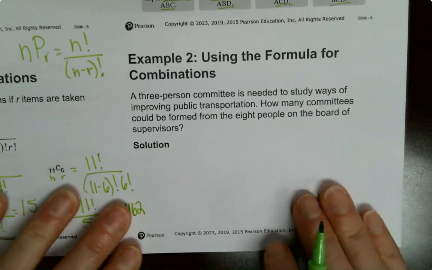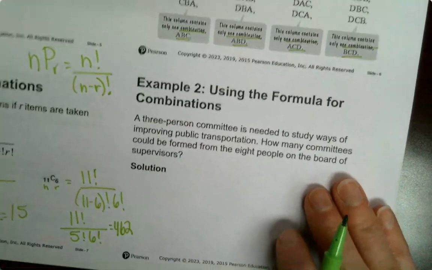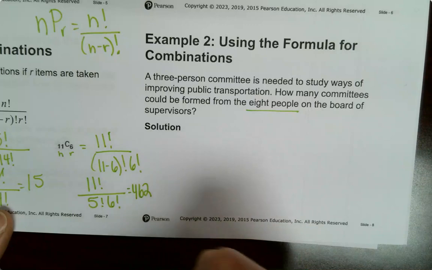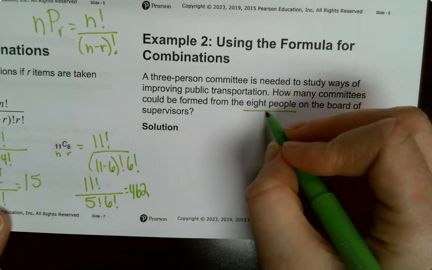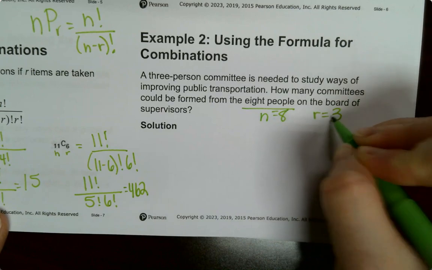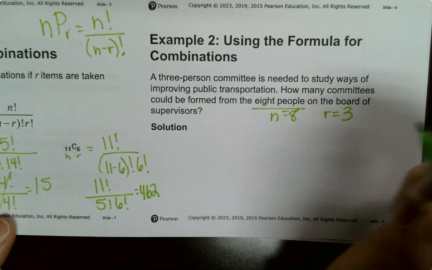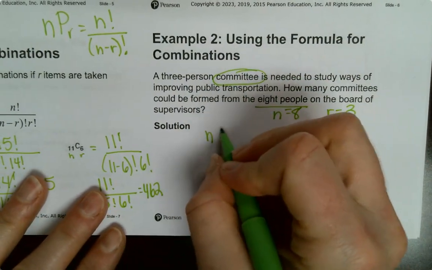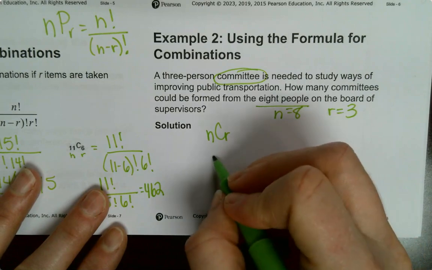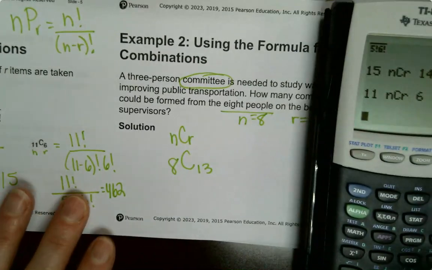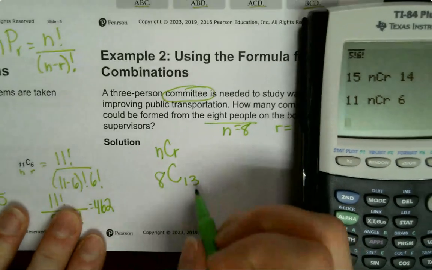Using the formula for combination, a 3-person committee is needed to study the ways to improve public transportation. How many committees could be formed from 8 people on the board of supervisors? So we have a total of 8 people. We're choosing 3 people to make a committee. So it's just a committee, a group of people. Position doesn't matter, so we're going to use nCr. So it's 8, choose 3. So we can put that in the calculator.